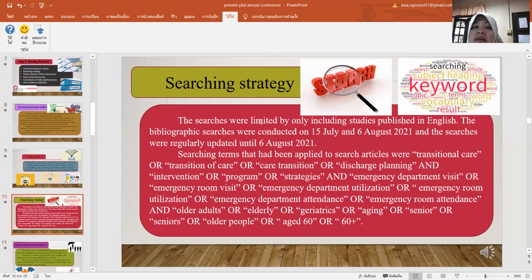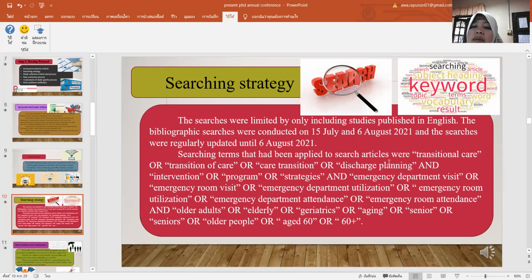Searching strategy. The searches were limited to studies published in English. The bibliographic searches were conducted from 15 July until 6 August 2021, and the searches were regularly updated until 6 August 2021.